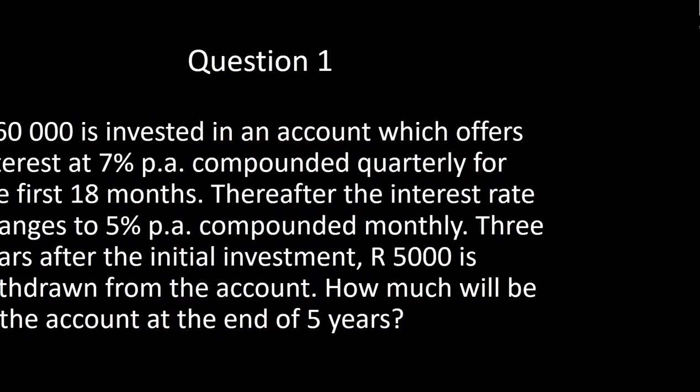Okay, so we've got 60,000 Rand, which is invested into an account. It offers an interest rate of 7% per annum compounded quarterly for the first 18 months. We've been given 3 bits of information already. We can see that we started with 60,000 Rand at time 0. The interest rate is 7% per annum compounded quarterly, but our period is given as 18 months. So that means we have to change 18 months to a number of quarters. How many quarters are there in 18 months? Let's think about that first before we do any other reading of this question.